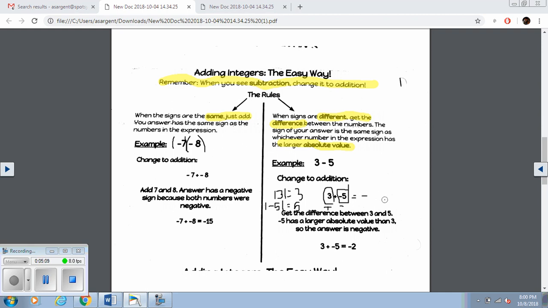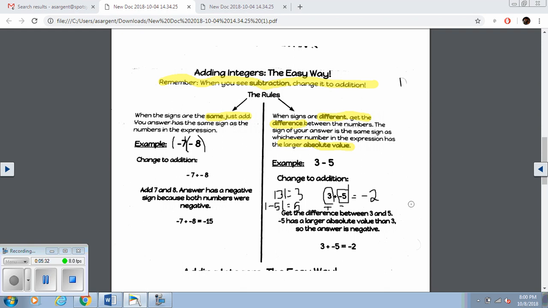In order to solve it, it says get the difference between 3 and 5. Negative 5 has a larger absolute value than 3, so the answer is going to be negative. If I were to do 5 minus 3, my answer would be 2. And so then, since 5 is greater than 3 and the 5 is negative, my answer is just going to be negative 2.